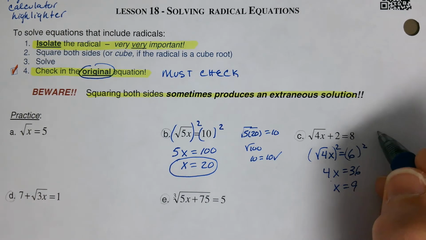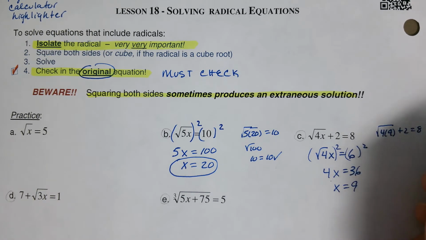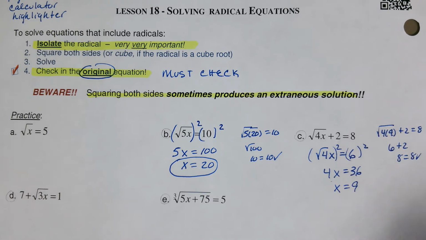Check. Does the square root of 4 times 9 plus 2 equal 8? 4 times 9 is 36. The square root of 36 is 6. 6 plus 2 is 8. 8 equals 8. It does check.